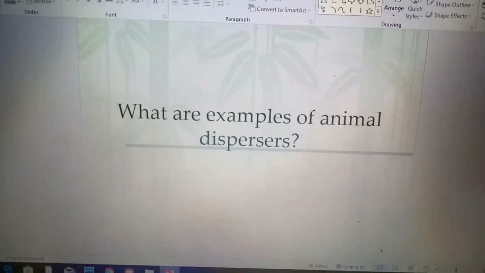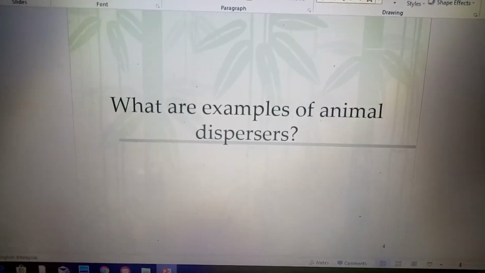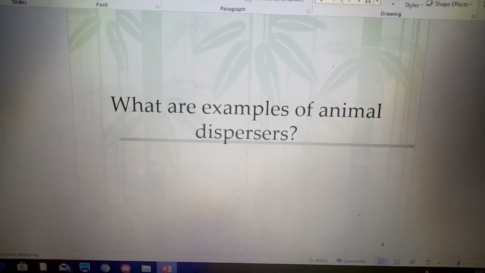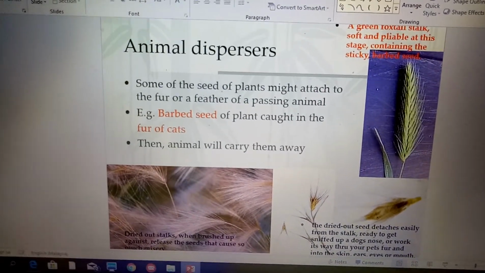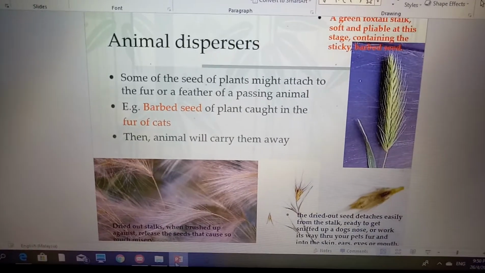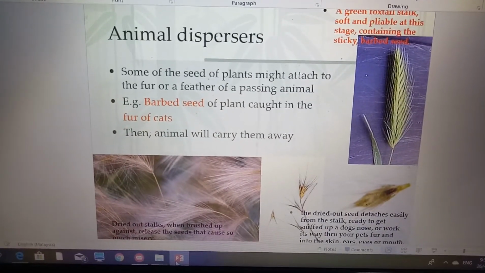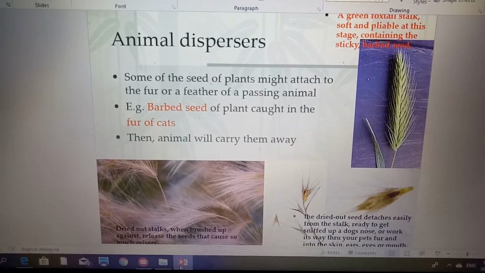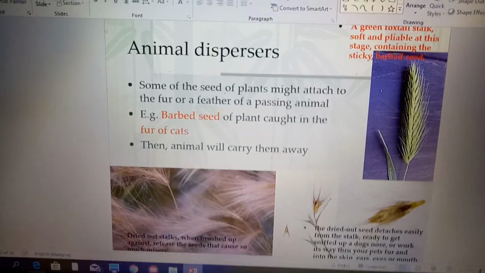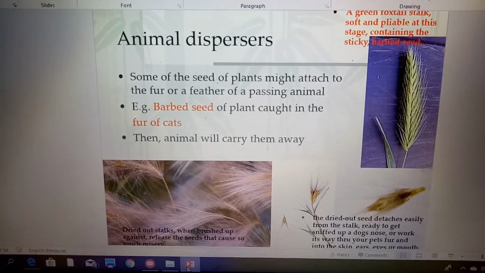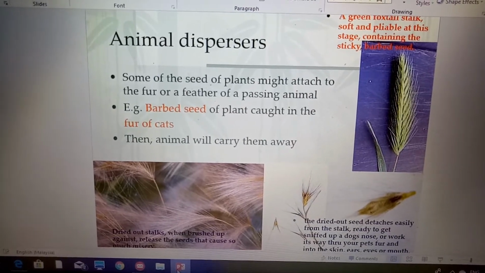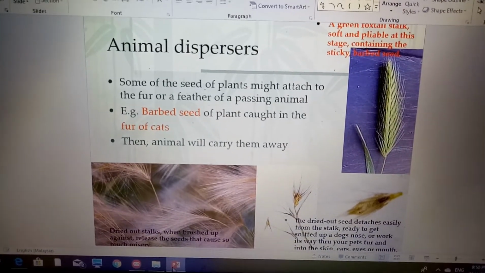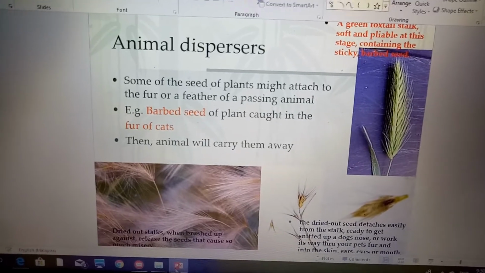What are examples of animal dispersers? Here it is more about animal dispersers. Some seeds of plants might attach to the fur or feathers of a passing animal. For example, barbed seeds of plants get caught in the fur of cats, and then the animal will carry them away. So this is dispersal through an animal.